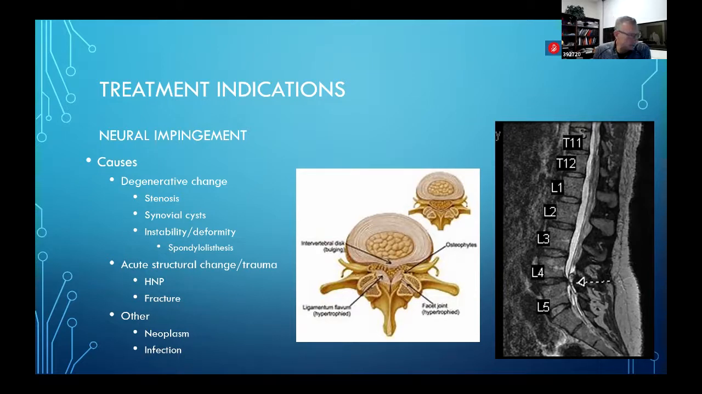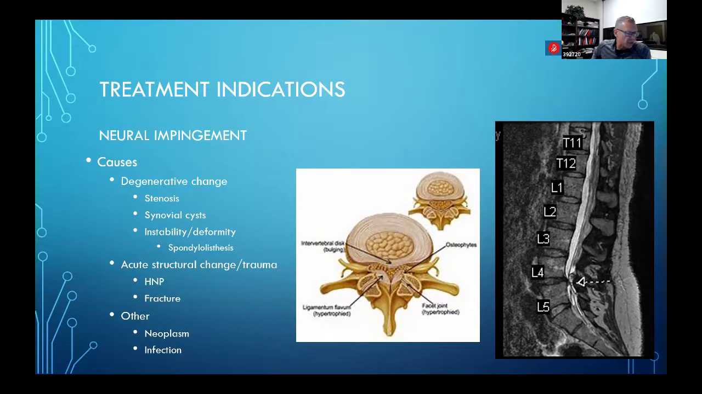Go ahead. All right. So, why are we doing decompression surgery in the first place? We're unpinching pinched nerves. The symptomatic neural impingement comes from degenerative changes, spinal stenosis being the most common, and synovial cyst. My MRI in the slide shows a large synovial cyst at L4-5. We get neural impingement from instability processes and deformity processes, and metastasis in the lumbar spine. You can have acute structural change or trauma, so you can have a fracture that causes acute neural compression that requires decompression. Disc herniations are probably the most common thing we see.